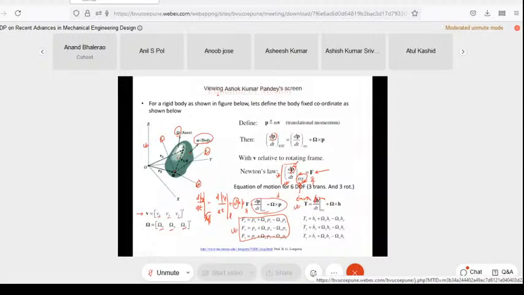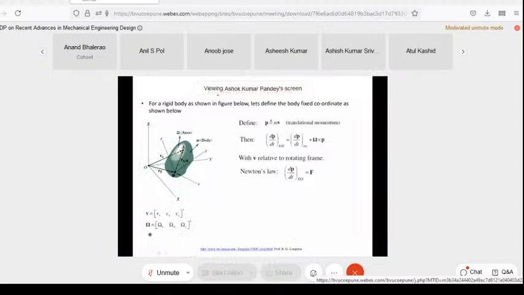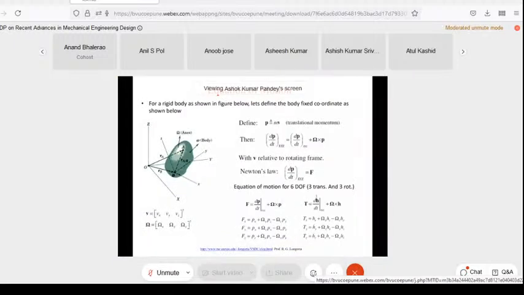So in place of linear momentum, what you are looking for is the rate of change of angular momentum, which is given by your h, right? This way we can write the 6 degree of freedom equation of motion.